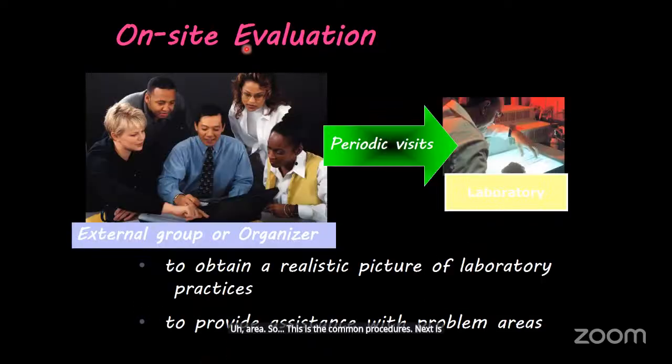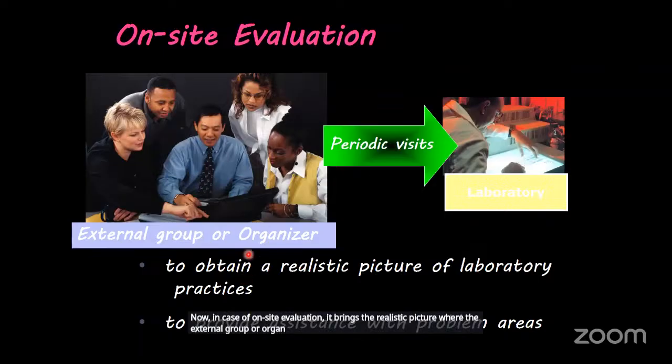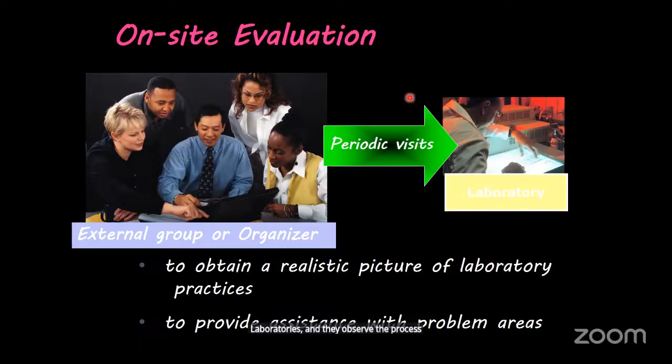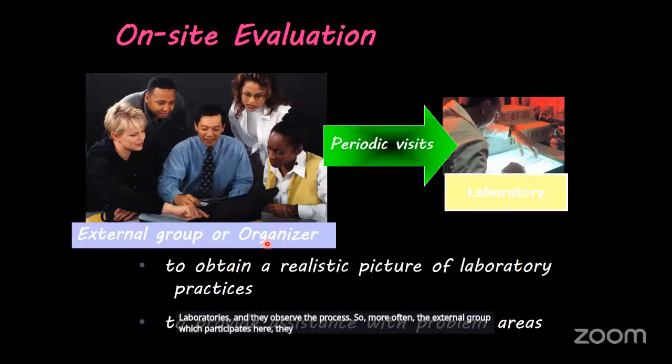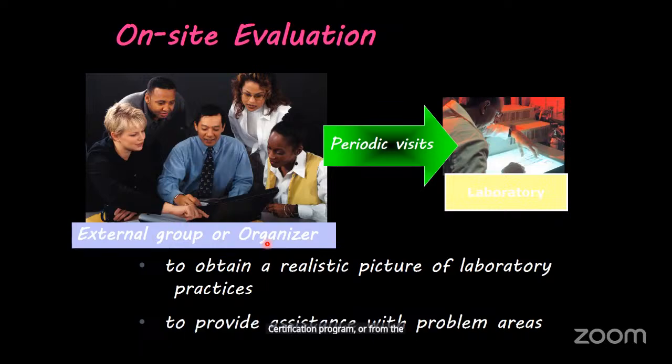Next is on-site evaluation. In on-site evaluation, it brings the realistic picture, where an external group or organizers visit the laboratories and observe the process. More often, the external group could be from an accredited program, certification program, professional body, or financial body. This on-site evaluation is helpful to observe the quality of the laboratory.